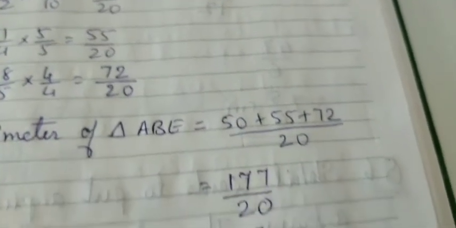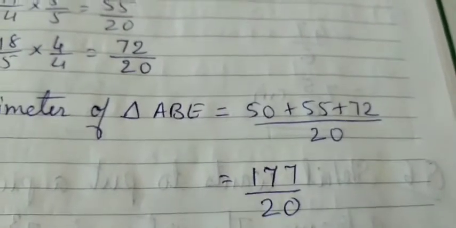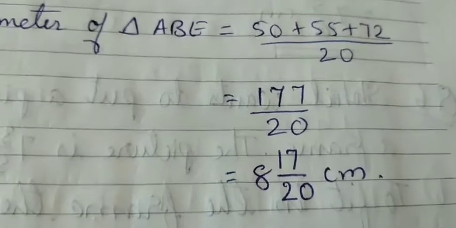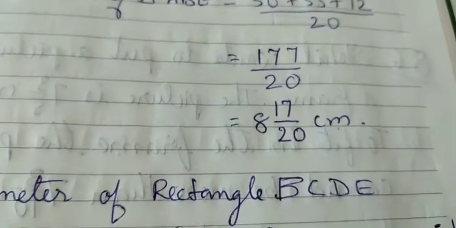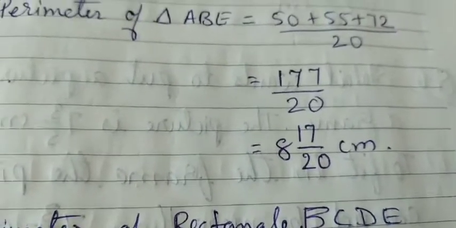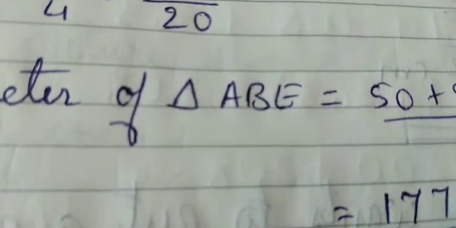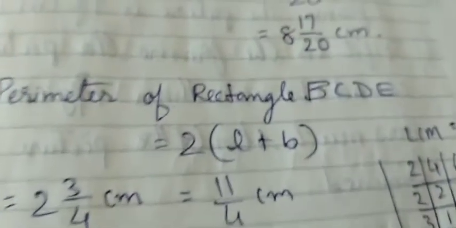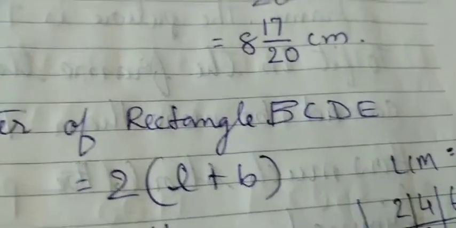Now the denominators are the same, so you can add up the numerators. 50 plus 55 plus 72 gives you 177 upon 20. On dividing it further, we get 8 integer 17 by 20 centimeter. This is the perimeter of triangle ABE. Similarly, we'll find out the perimeter of rectangle BCDE.